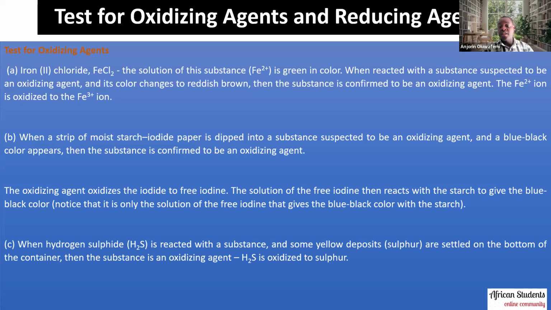Hydrogen sulfide is reacted with a substance and some yellow deposit, and that deposit is just a deposit of sulfur, settled on the bottom of the container. Then the substance is an oxidizing agent. That is, H2S is oxidized to sulfur. So when you test with H2S and you discover yellow deposits, that deposit is sulfur. So that shows that the substance you have tested H2S against is actually an oxidizing agent.